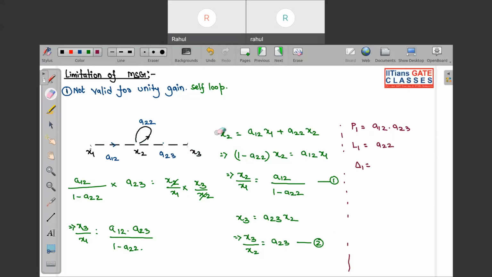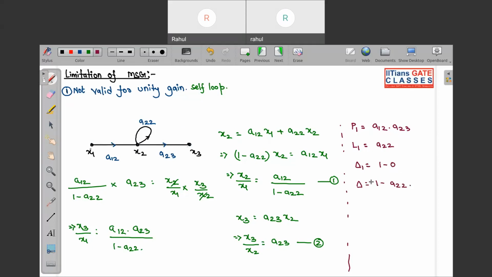No loops present over here. So if no loops are present, that will be 1 minus 0, 1 minus loop gain. And last is what? Determinant. So determinant will be 1 minus sum of product of individual loops. So that will be 1 minus A22.